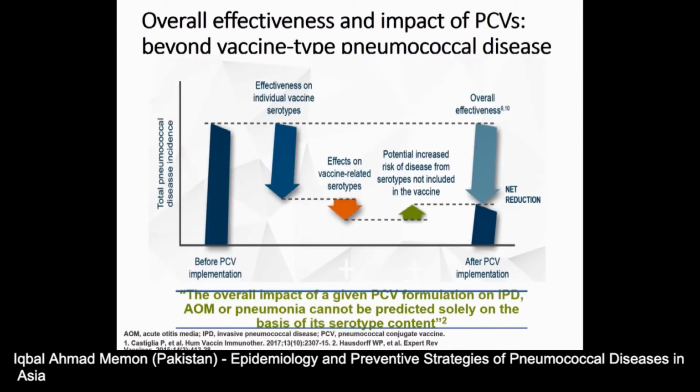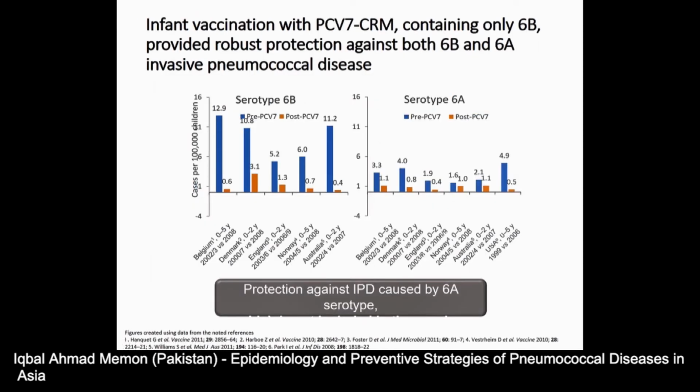Now, when we look at the preventive part of the picture, I think there have been good strides made so far, and you can see that the overall effectiveness and impact of PCV has been there even beyond the vaccine serotypes. There is good news also: if you start with total pneumococcal disease incidence being this much, then the individual vaccine serotypes bring it down that far. The vaccine-related serotypes bring it further down. However, the potential risk of serotypes not included in the vaccine goes up, and therefore the net reduction is quite significant, although we have not really succeeded in getting rid of it as such.